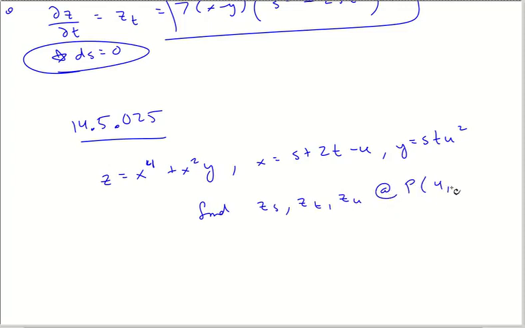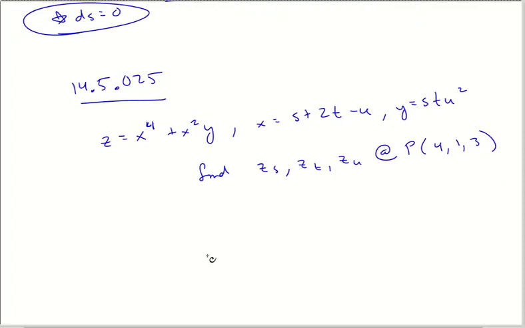P equals (4, 1, 3). It doesn't help as much to be able to say, oh, we'll just find it at a point. It must be easier. Not necessarily. It is easier to type because you'll just have a number. So let's start getting the math done. Z prime is equal to.